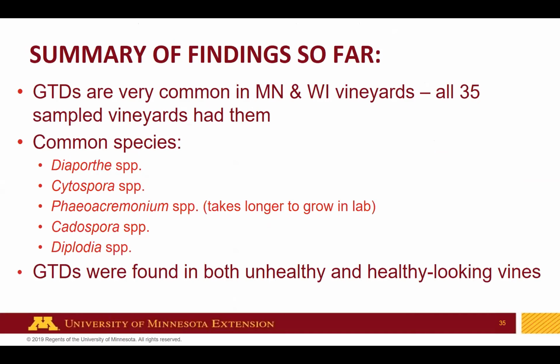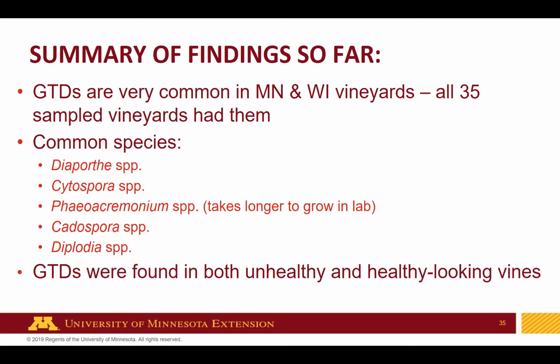So a summary of our findings so far and the implications of those. We know from this research that grapevine trunk diseases are very common in Minnesota and Wisconsin vineyards, and all 35 vineyards that we sampled did have a grapevine trunk disease pathogen in at least one sample. Some of the common species are listed here, similar to the table that I showed in the last graph.